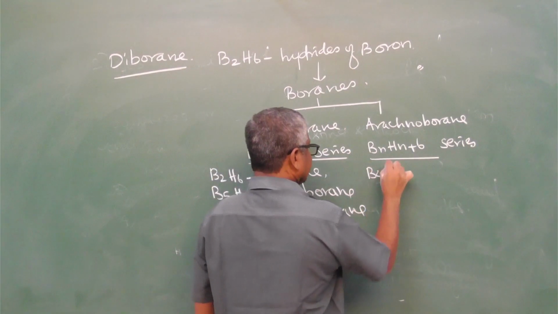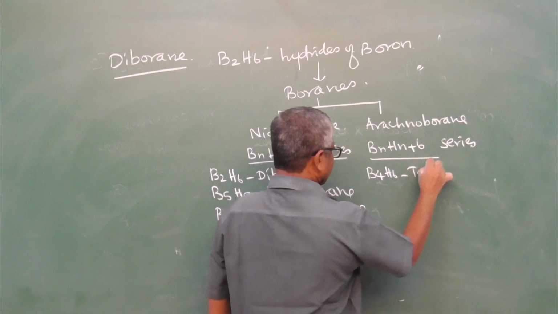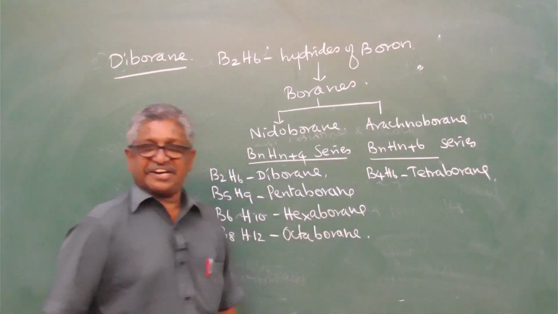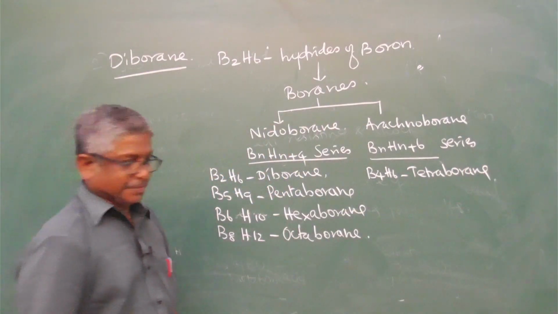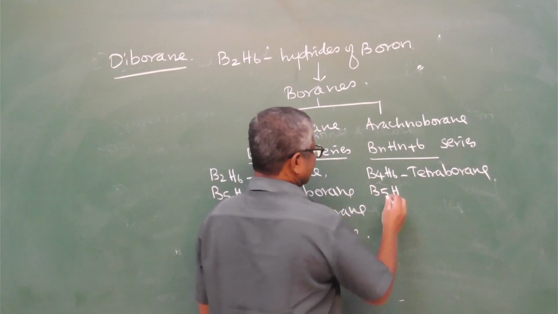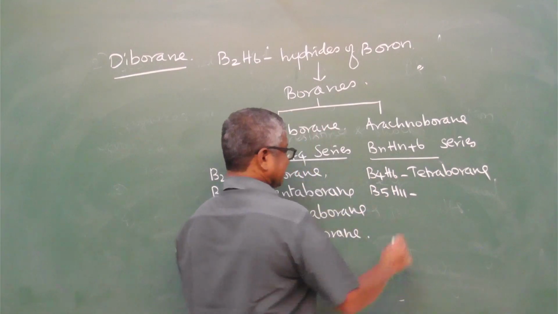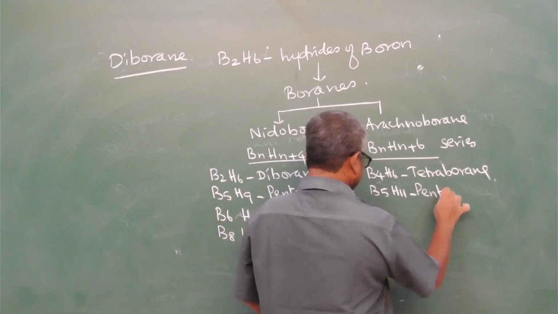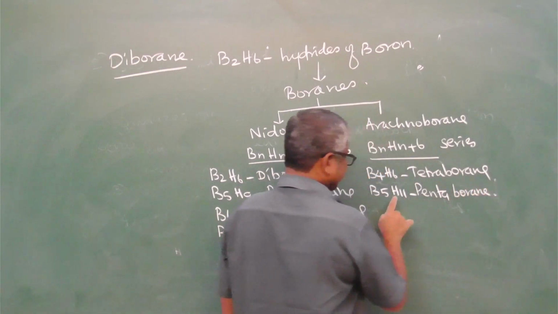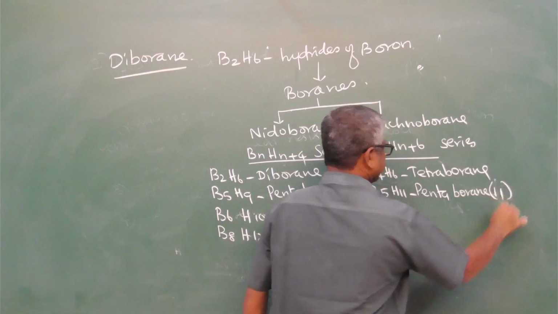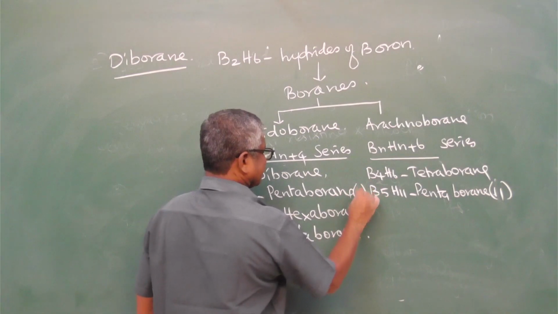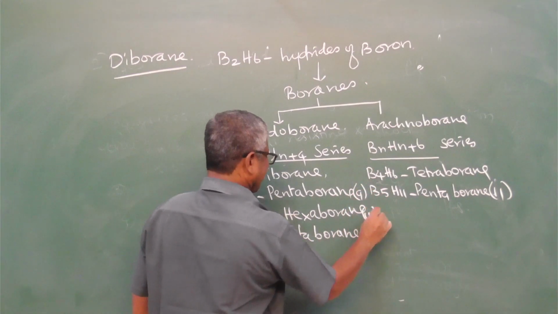B4H10 is tetraborane. B5H11 is pentaborane. The number of hydrogens is written in brackets. Here also, the number of hydrogens is written in brackets.